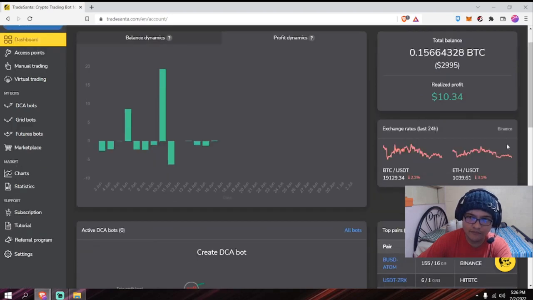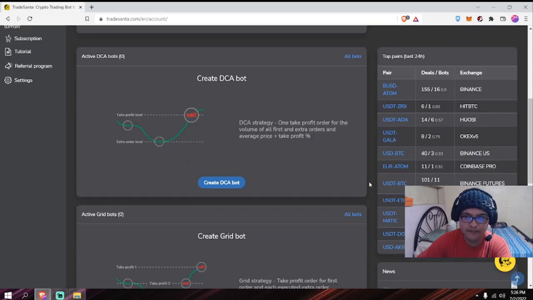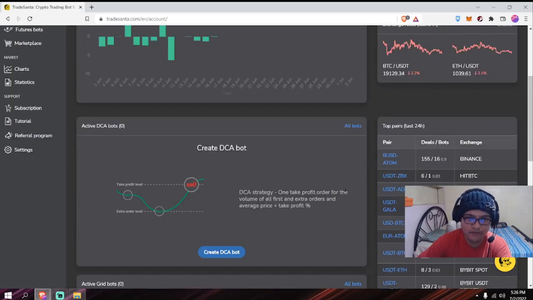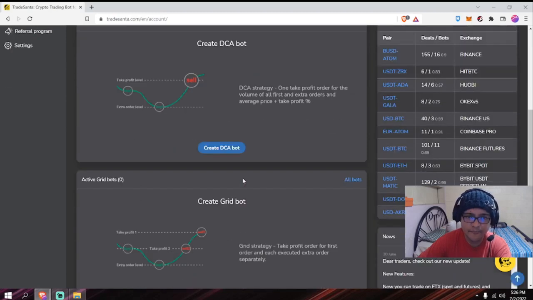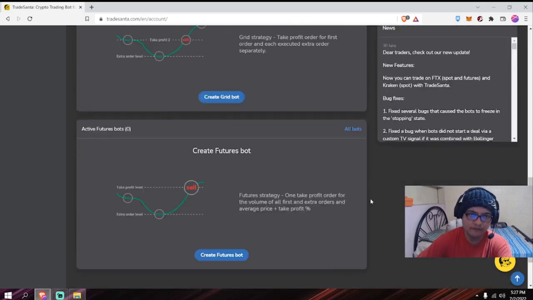The exchange within 24 hours only shows Bitcoin, Ethereum. The top pairs within 24 hours traded by the TradeSanta platform. You have here your news, and you have here the bots. You can create DCA bots, dollar cost averaging bots. Most of these are going to be long trades. You have grid bots, which create a grid trading strategy automated by TradeSanta, and the same strategy still with DCA. And you have your futures bot.